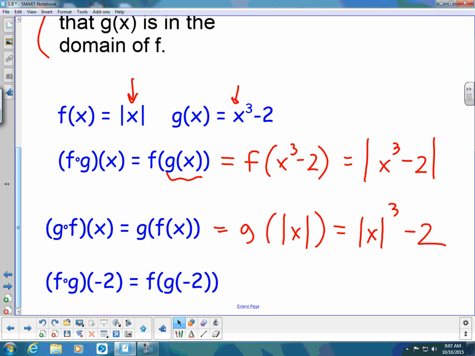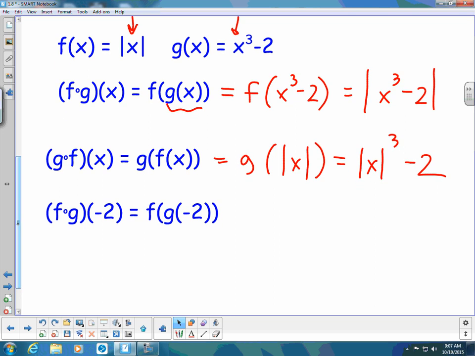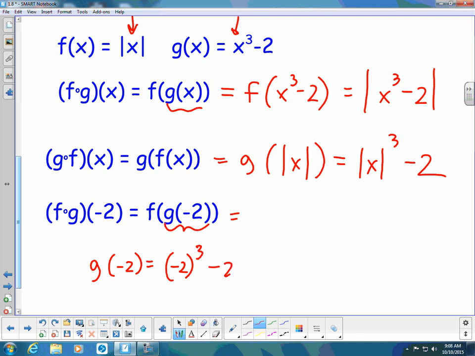Let's take a look at one last example with these same two functions, f and g. If I want to find f of g of negative 2, that means I want to find the g of negative 2 first. So let's do that off to the side. G of negative 2 is going to be negative 2 quantity cubed minus 2, because I'm plugging in negative 2 wherever I see an x in the g function. So I want negative 2 quantity cubed minus 2. Negative 2 quantity cubed is negative 8. And minus 2 would give me negative 10.